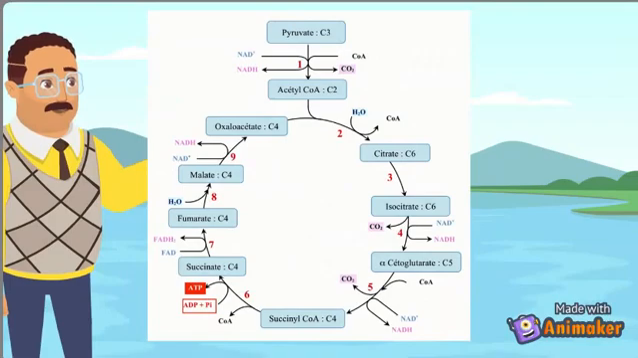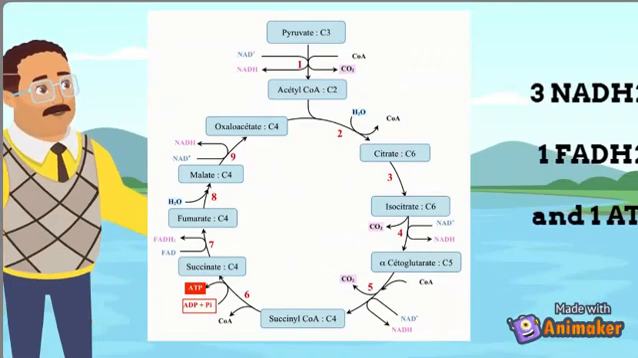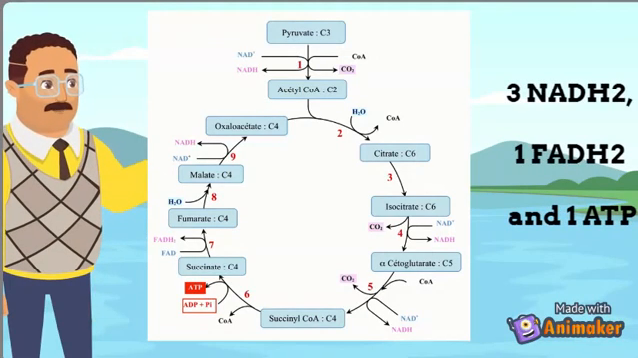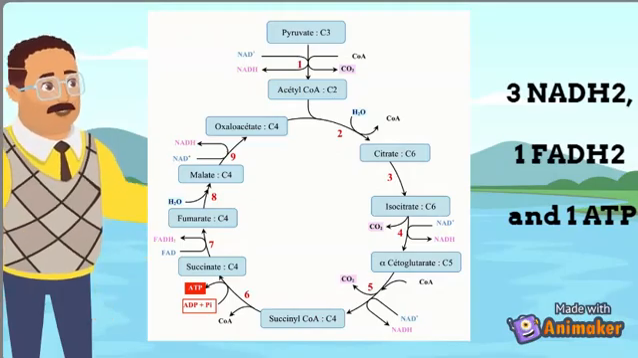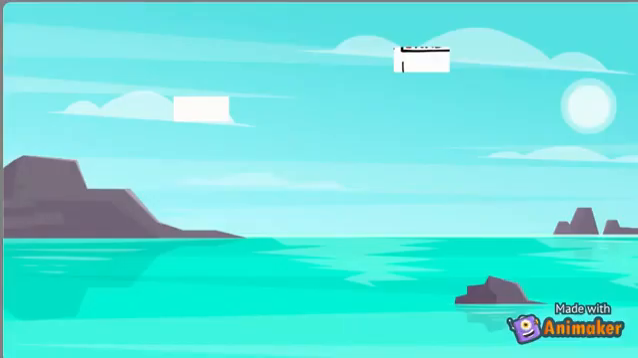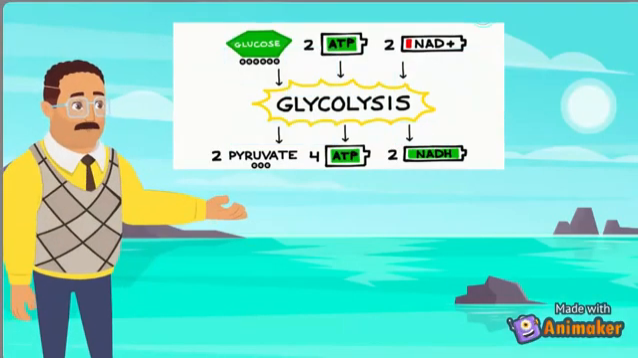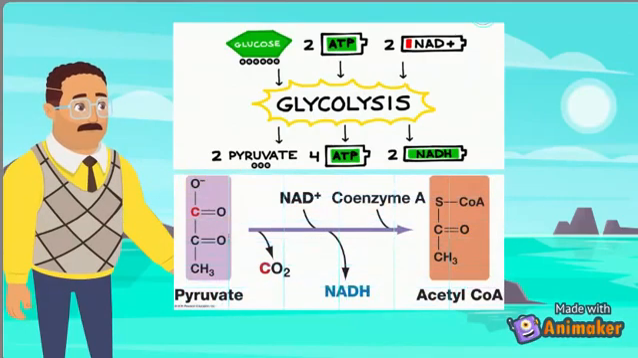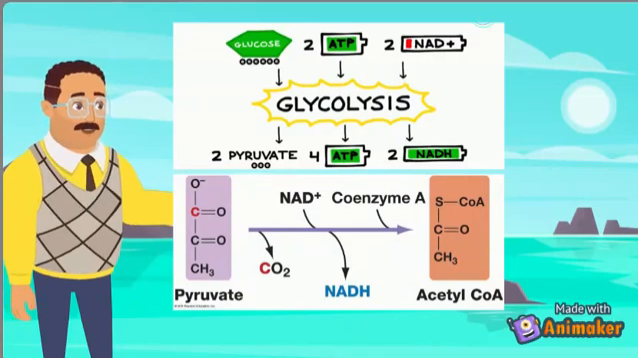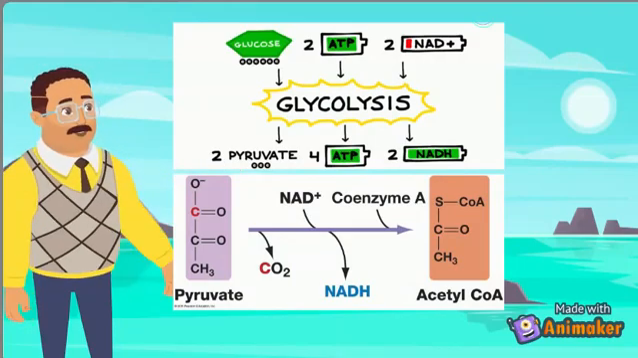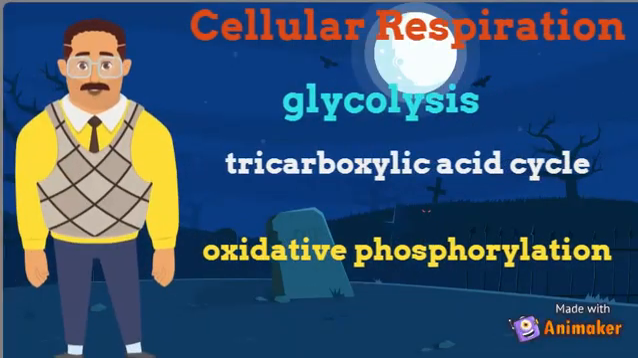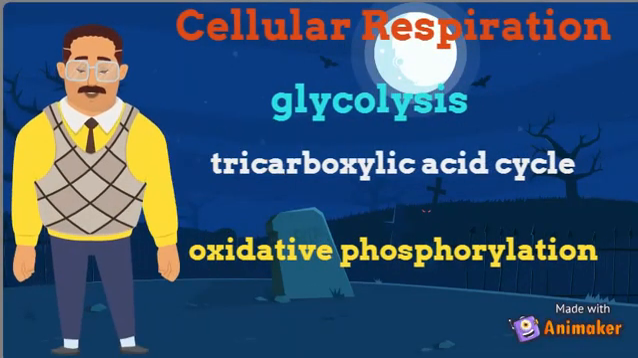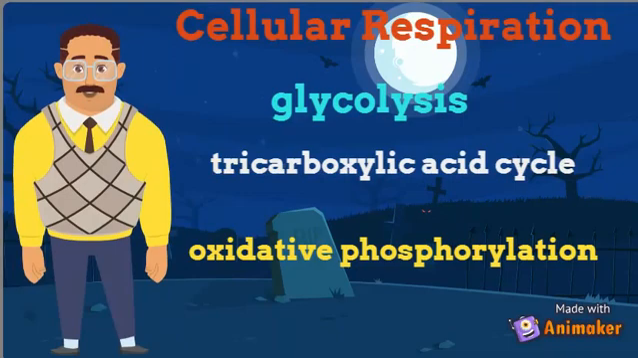Overall, for every acetyl coenzyme A that enters the cycle, it will produce 3 NADH, 1 FADH2, and 1 ATP. Since one glucose molecule forms 2 pyruvates in glycolysis and therefore 2 acetyl coenzyme A, we can double these numbers per glucose molecule. We can see that there still has not been a huge payoff in terms of energy.